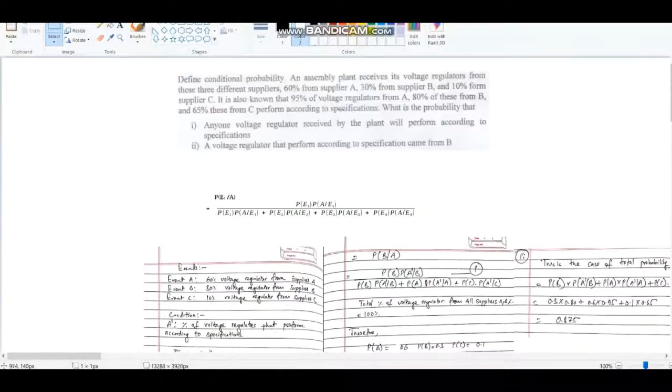So here we have the events that 60% of these voltage regulators will come from the supplier A, and 30% of voltage regulators from B, and the remaining 10% from the supplier C. So these will be the events, and this will all add up to 100%. So there will be no other events, and the events will be limited by number 3.